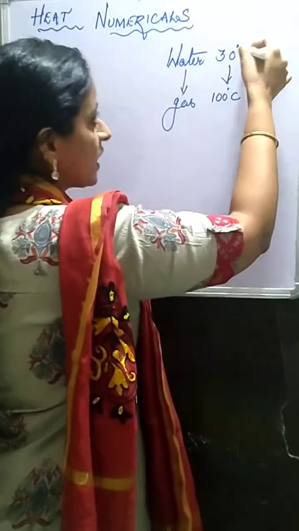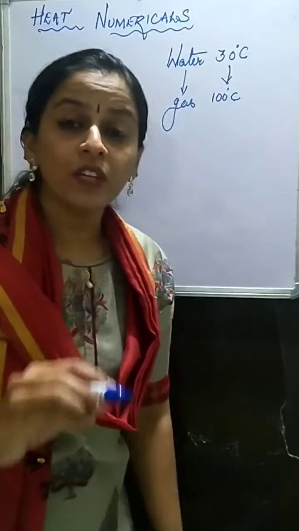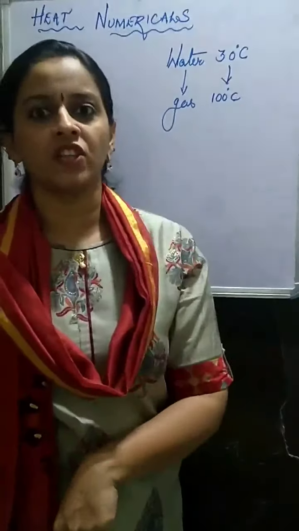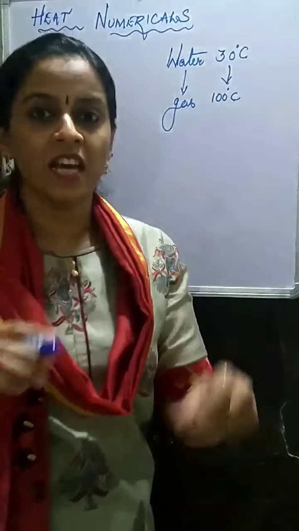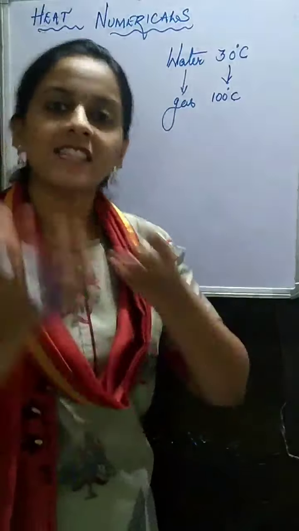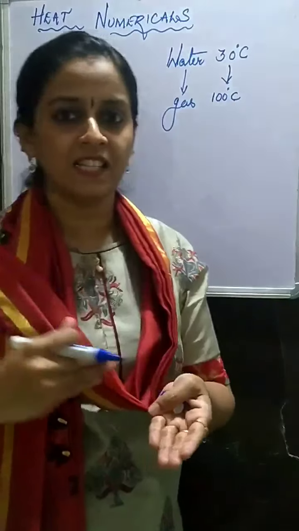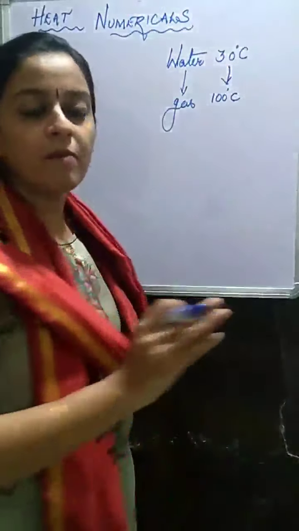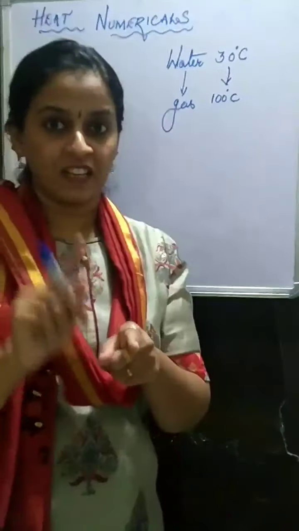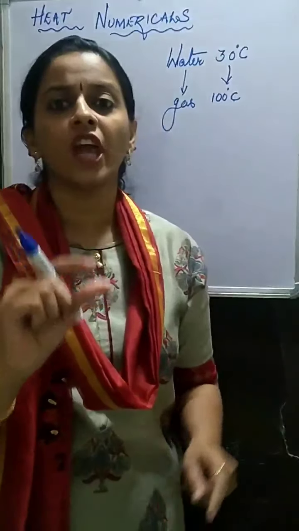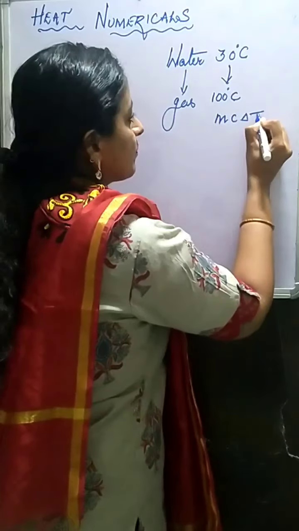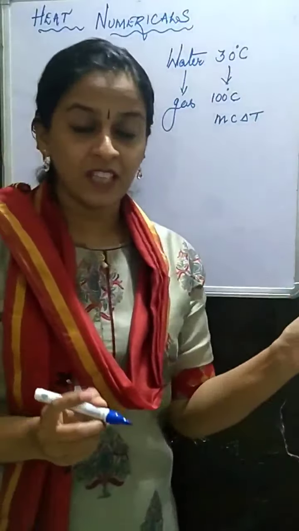Now in this phase, what has happened? Water which was at 30 degrees Celsius got converted into water at 100 degrees Celsius. So here the temperature is changing. Whenever temperature is changing, that means heat is either absorbed or given out. Here heat is absorbed, since temperature is increasing from 30 to 100. So when the temperature is changing, mark my words, you will use the formula mc delta T.